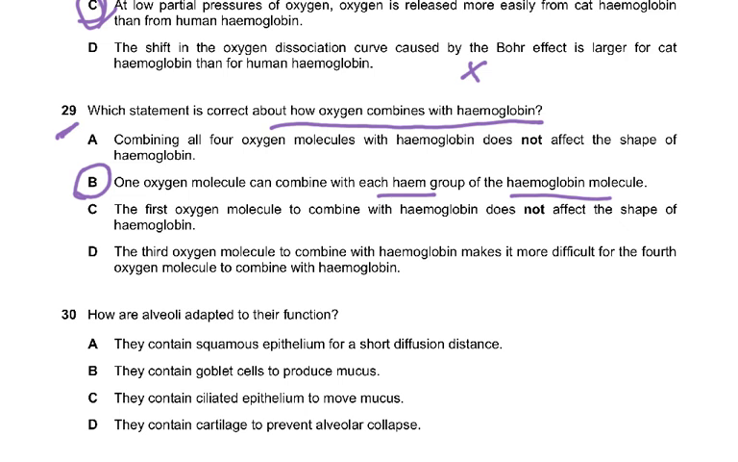Now, combining all 4 oxygen molecules with hemoglobin does not affect the shape: this is wrong. It does affect the shape. The first one, when it attaches, changes the shape, and then it facilitates the other 3 binding. The first oxygen molecule combined does not affect the shape: again, this is wrong. The third oxygen molecule to combine makes it more difficult: no, it's the other way around, it makes it easier.